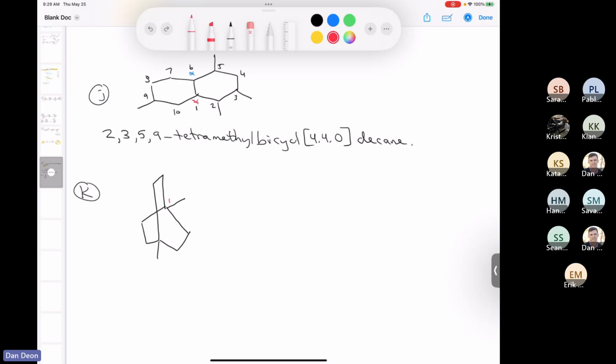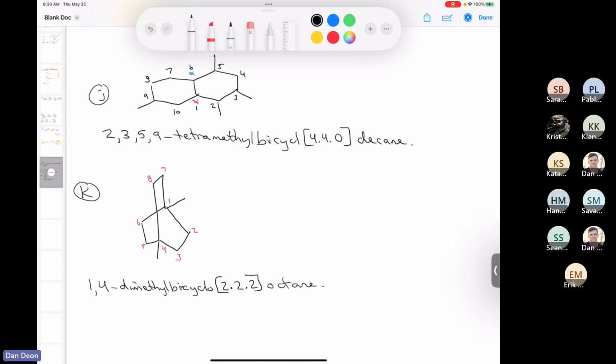So let's just start with 1, and then we'll put 2, 3, 4, 5, 6, 7, 8. So we have a 1,4-dimethyl. We'll scribble that down, 1,4-dimethyl bicyclo. And our numbers are going to be, anybody? Two, two, two. Yep, I like the way you think. 2, 2, 2, and then we have a total of 8 carbons, so bicyclo[2.2.2]octane. And there you go. That's it.